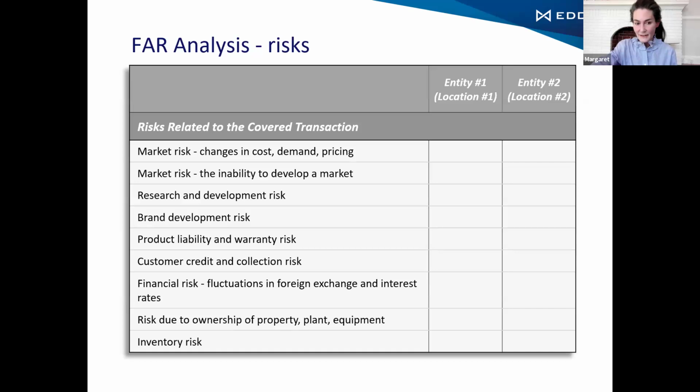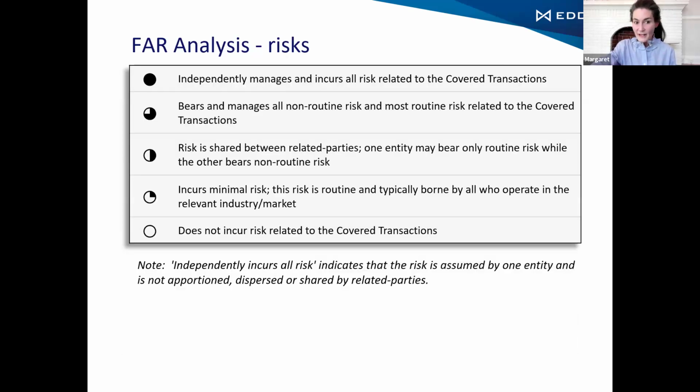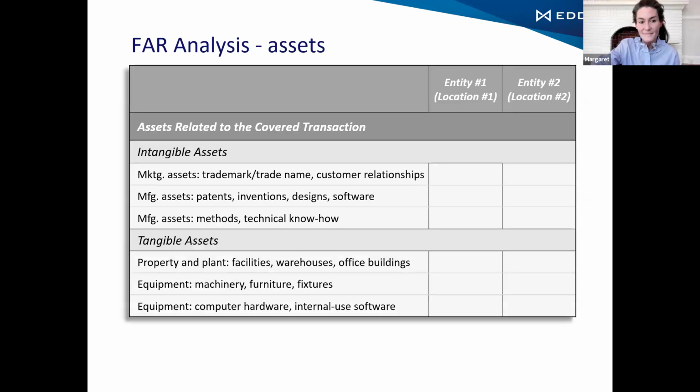So we have this list of risks, and it's a very similar process. And here are the definitions for the pies related to risk. So it's a similar idea, but just a little bit different. It's because the functions are being performed, but the risk is being assumed or is being borne. So the wording is a little bit different, but it's a very similar idea. And the same for assets.